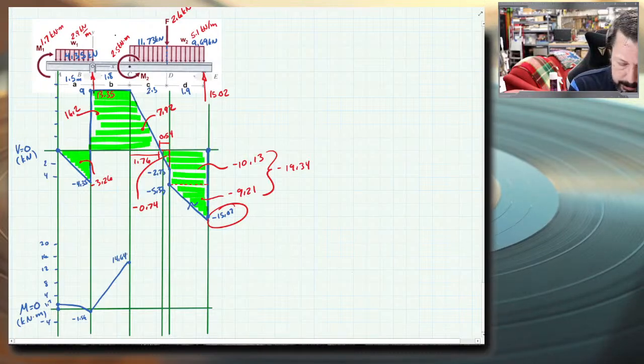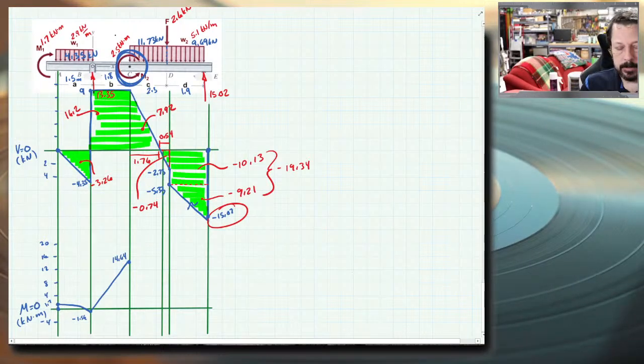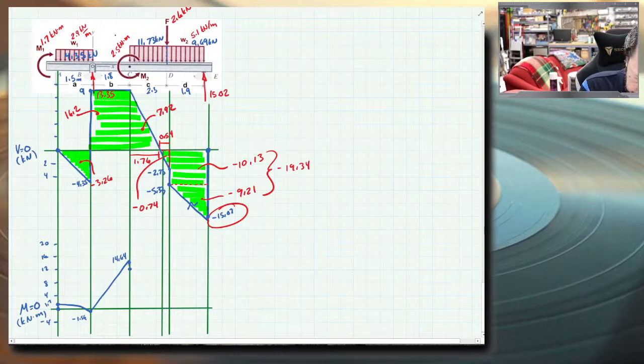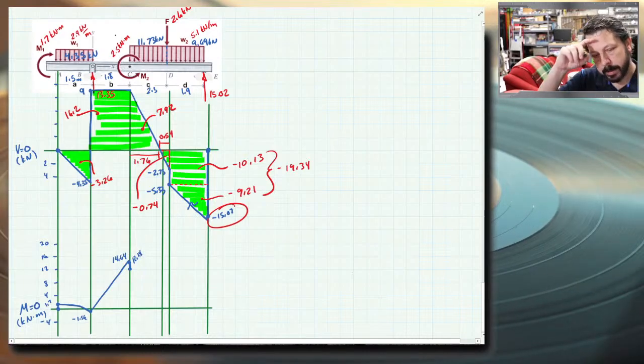So let's go back to this point. So 14.64. And I forgot to include this concentrated moment. It's counterclockwise, so it's going to be a minus. So 14.64 minus, its value is 2.5, 12.14. So right there, so straight down, we'll put it 12.14 right there.